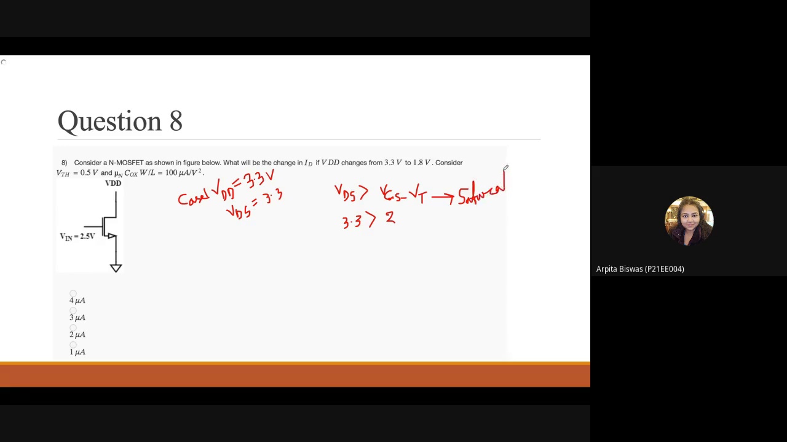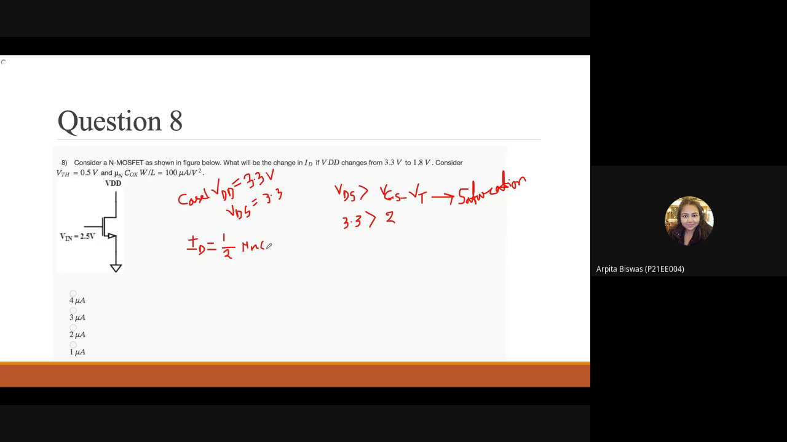Now tell me what is the equation for the saturation mode, so how to calculate the ID? Half of mu n COX W by L into (VGS minus VTH) whole square. Good. So now calculate the ID value.